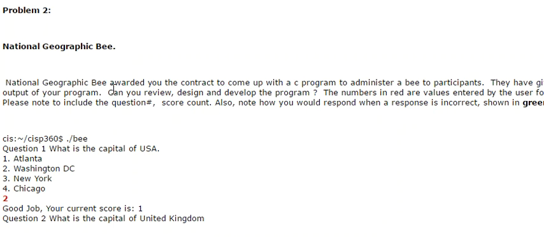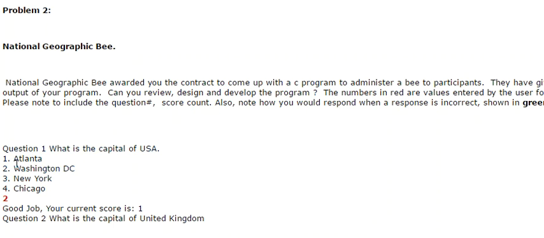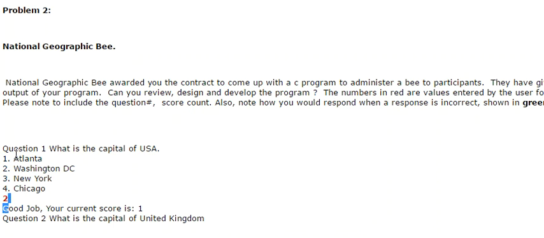In this video, we will talk about how to do the National Geographic B assignment you have. What we are trying to do here is the program will pose some questions like this, followed by some options, four choices. And the user will enter one of these four choices: 1, 2, 3, 4.